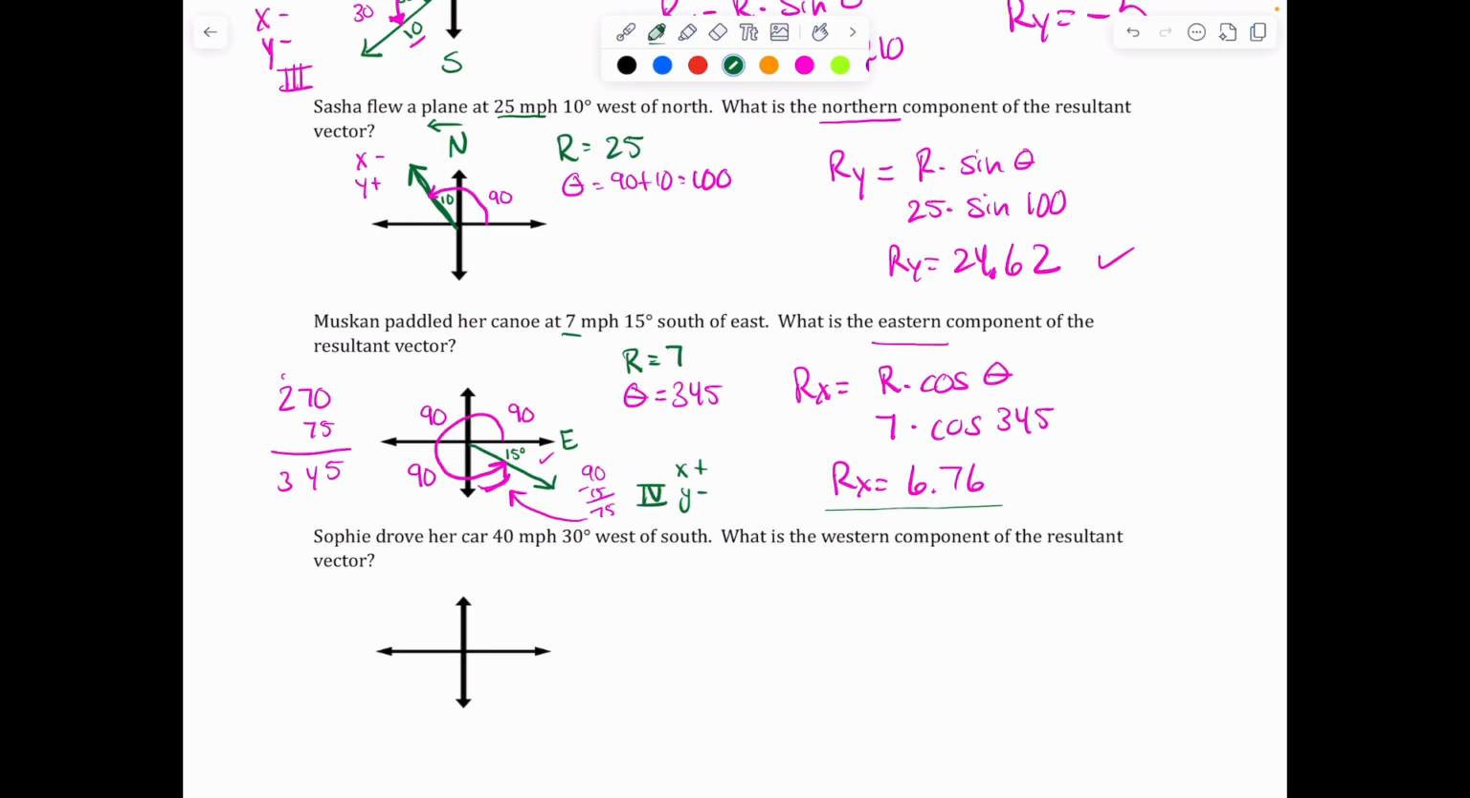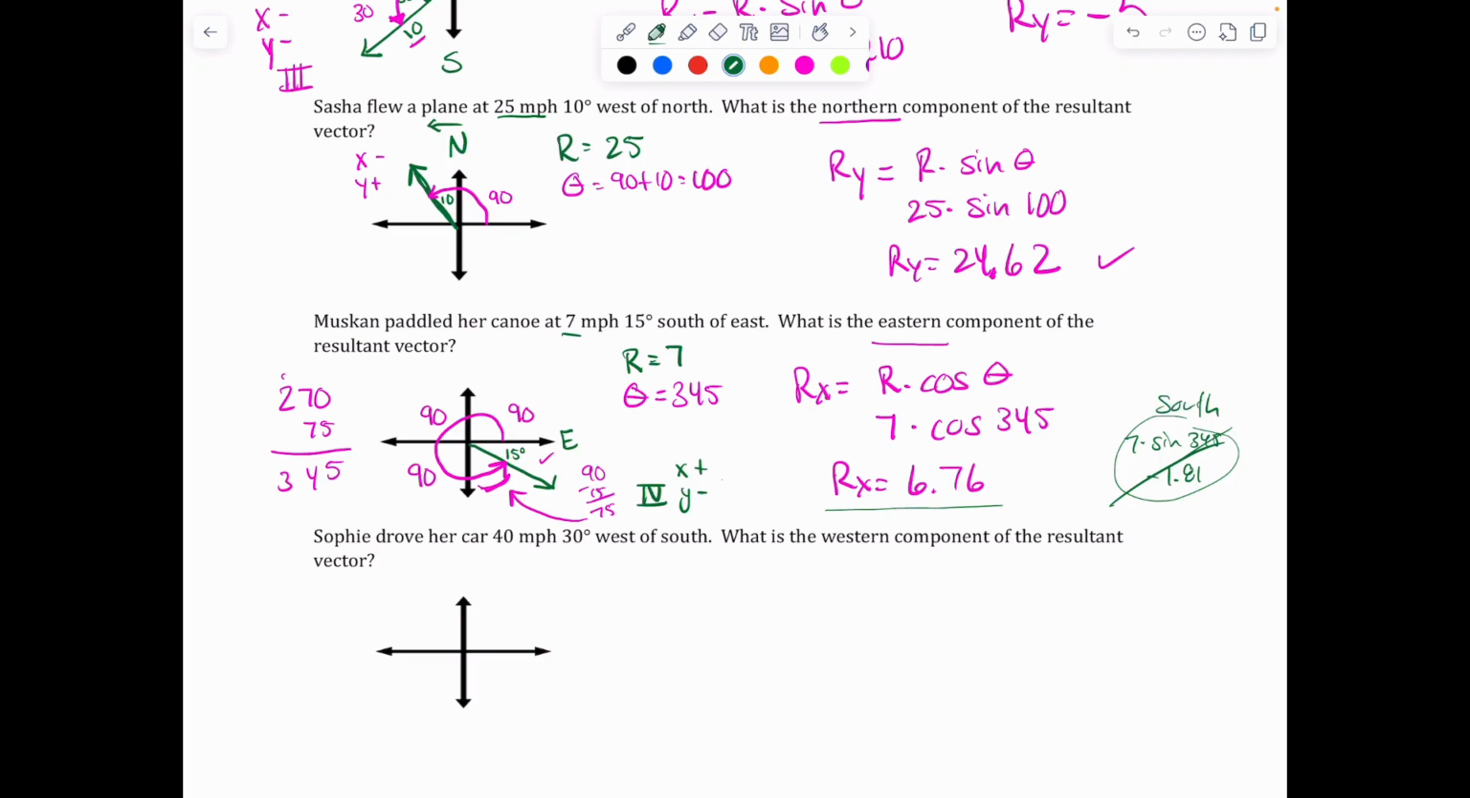If you wanted to check it real quick, you could do 7 times the sine of 345, and that should give you a negative number, which in fact it does. 7 times the sine of 345 is negative 1.81. That's the negative value that makes sense for that quadrant. We don't need that for now, but if you had to find the southern component, that is what it would be. All right, let's take a look at one last one.